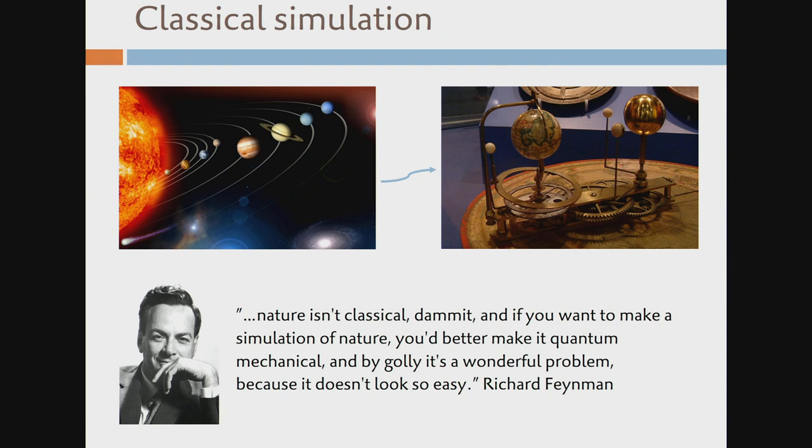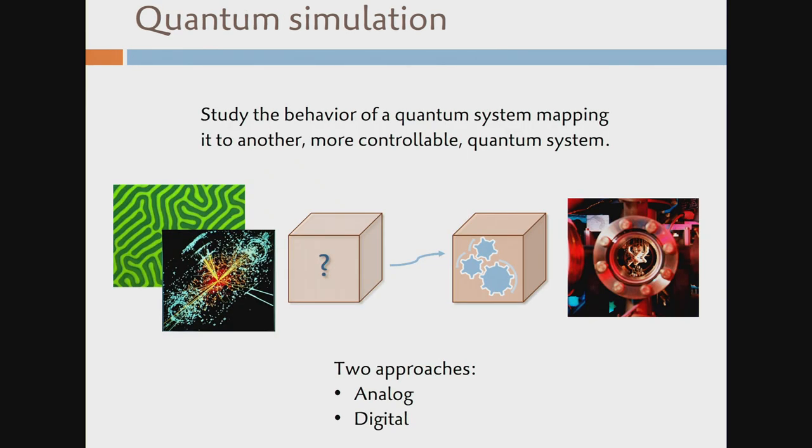So then Richard Feynman had this very neat idea over almost 40 years ago, and said, oh, well, if nature is quantum, then we need a quantum system to simulate it. And that's what we're going to be discussing. How can we use a controllable quantum system to understand another quantum system that is not directly experimentally accessible.